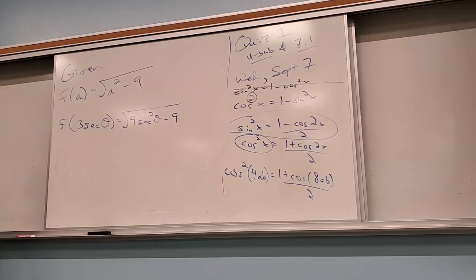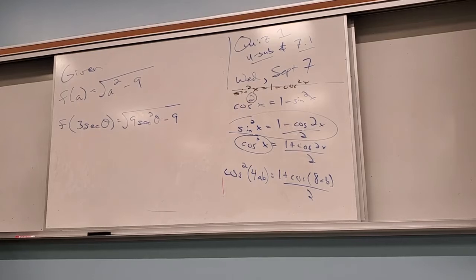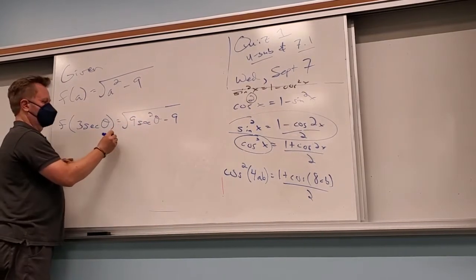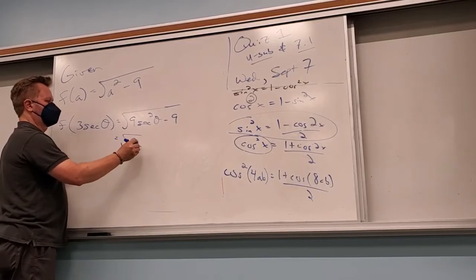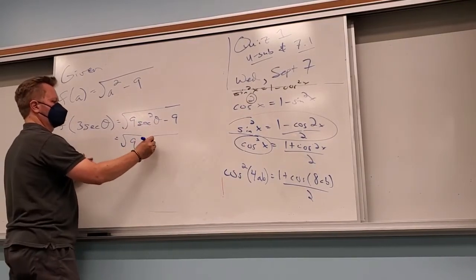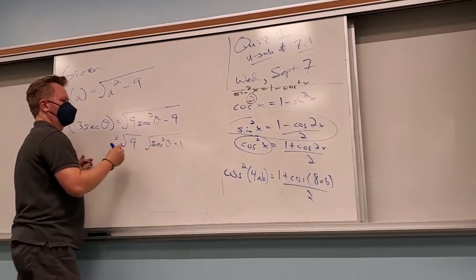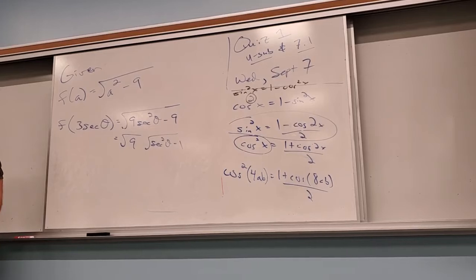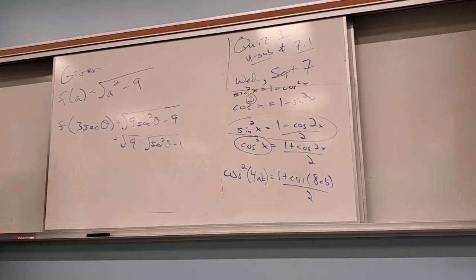Can you do anything with that to simplify? What's the trig identity? Can you take a 9 out? You get 9 times (secant squared theta minus 1), and the square root of 9 is 3. Is that cool? Hold on.